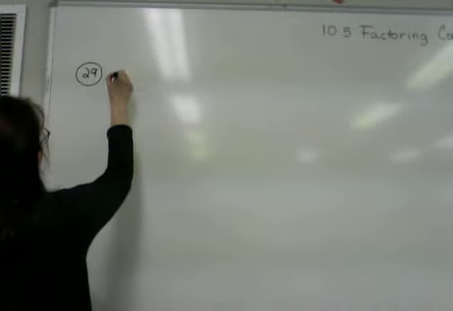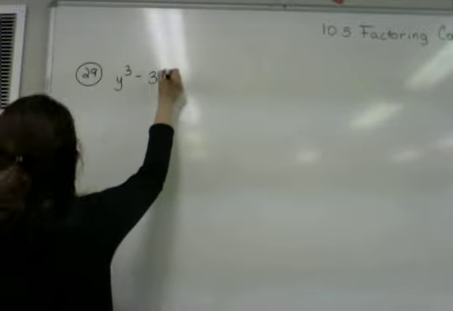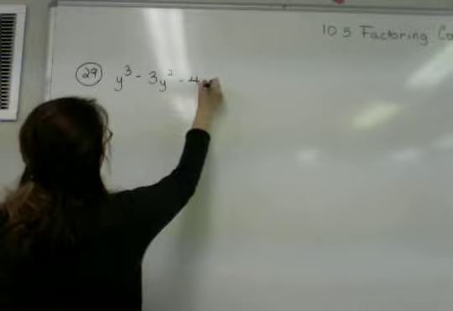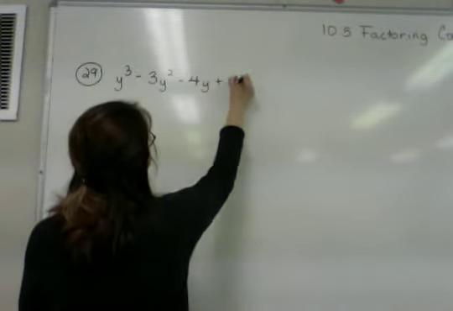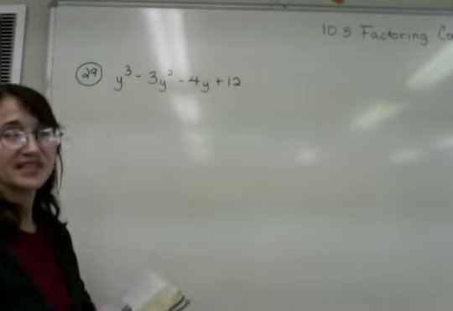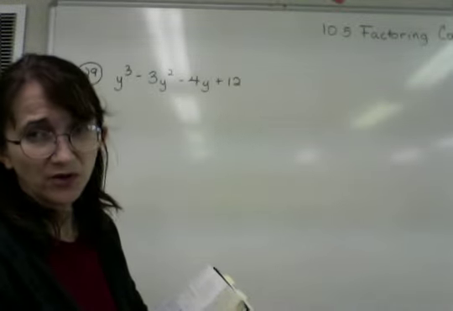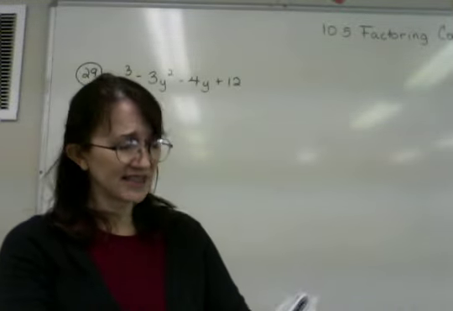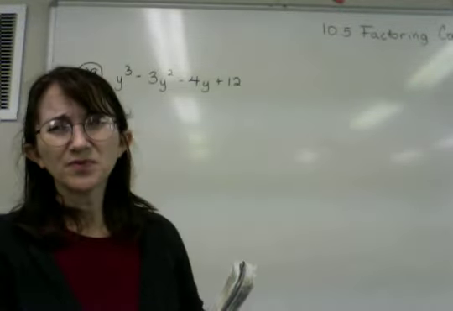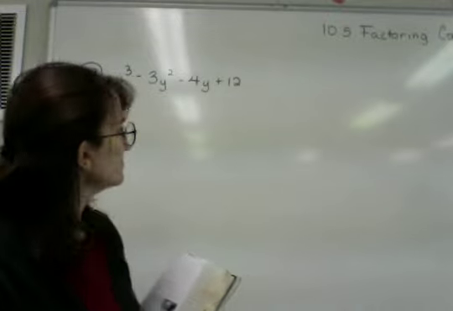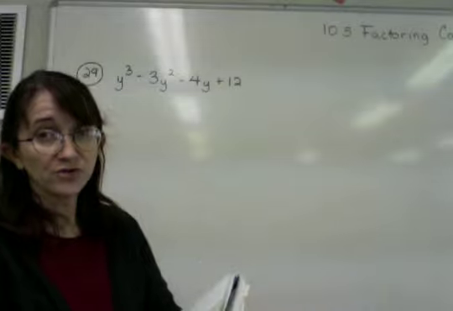29 looks like this. We have y cubed minus 3y squared minus 4y, and then we have plus 12. Well, right off the bat, when we start doing this, you can see this is not a trinomial. So I need to start considering my strategies. It's not a trinomial, that tells me it's probably not a perfect square. I'll look through all of them. Nothing is common. There's not a common monomial there.